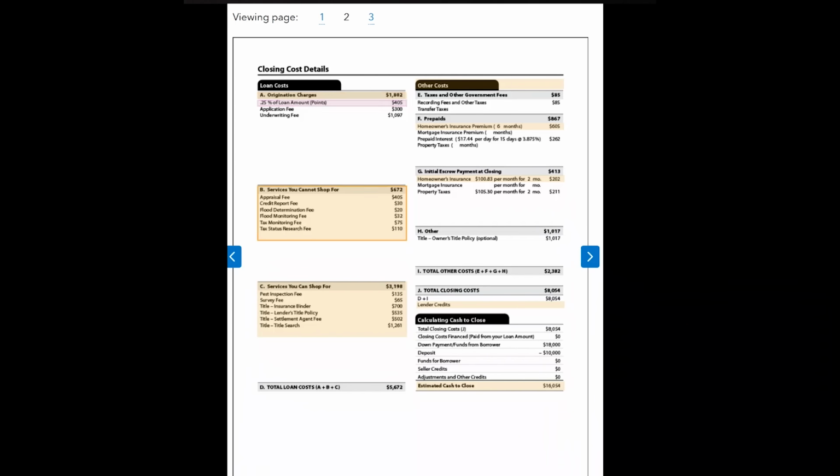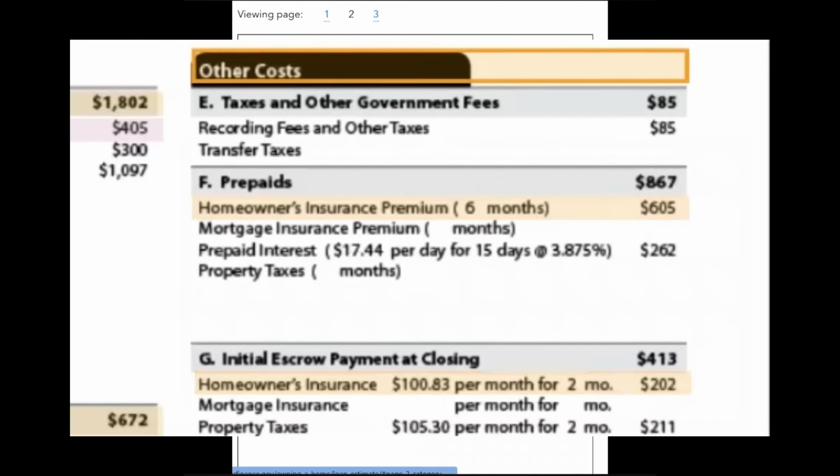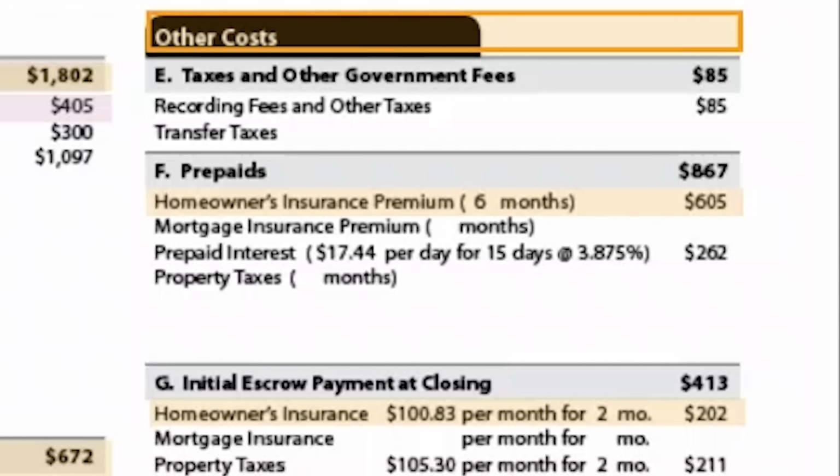Then, when you add up all three of these, you'll see total loan cost, A, B, and C, $56.72. That's adding up all of these estimated fees. Now we're going to go to the next section, which is other costs. These are taxes and other government fees.